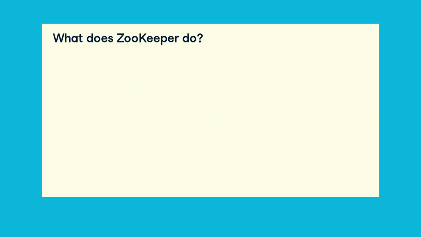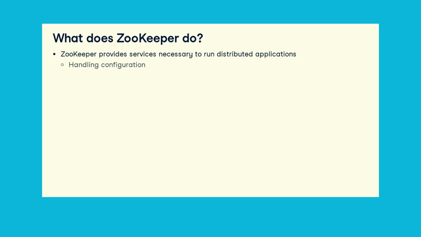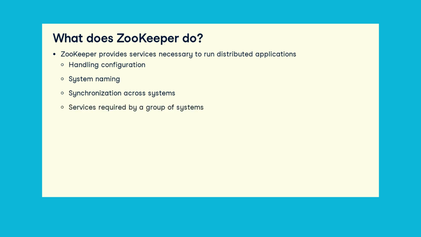Let's talk for a moment about what ZooKeeper actually does. It provides the various services necessary to run distributed applications. This includes handling any configuration information and the naming of systems to prevent conflicts. It also provides the ability to synchronize across systems, such as determining what systems are available, when they should start, how services can reach them, and so forth. ZooKeeper also provides any other basic service that would be required for a group of systems to communicate.